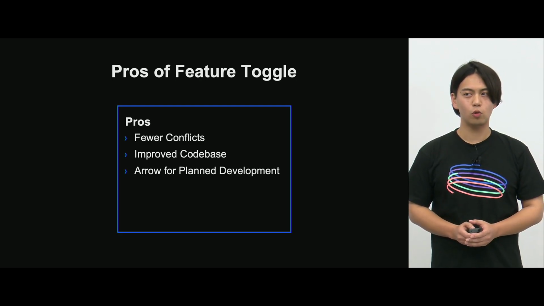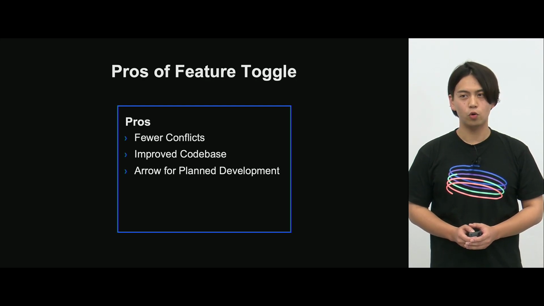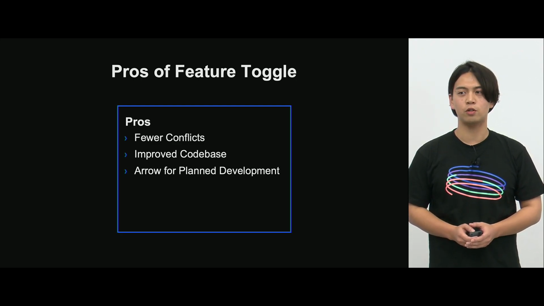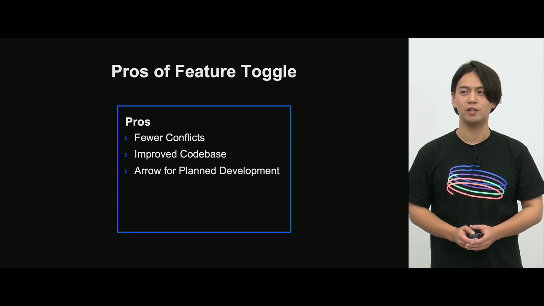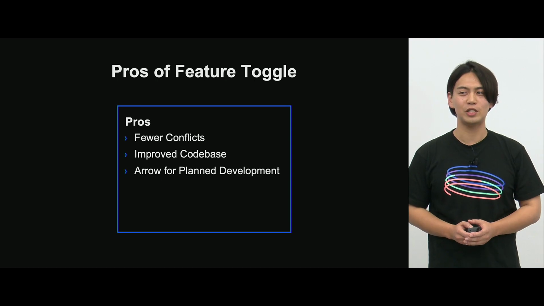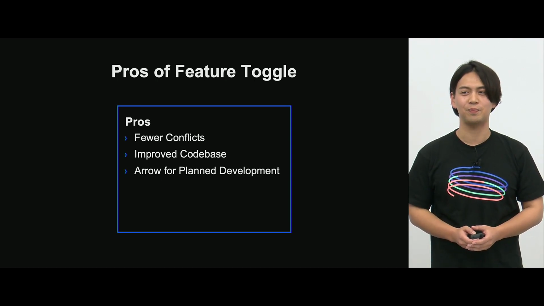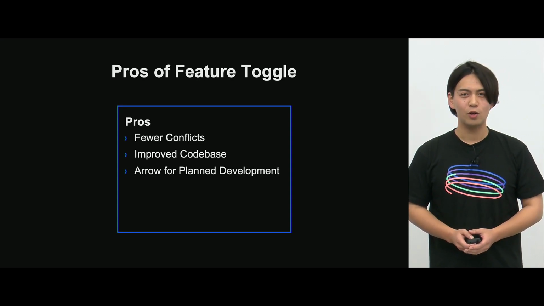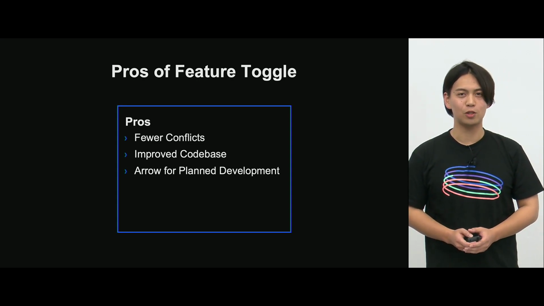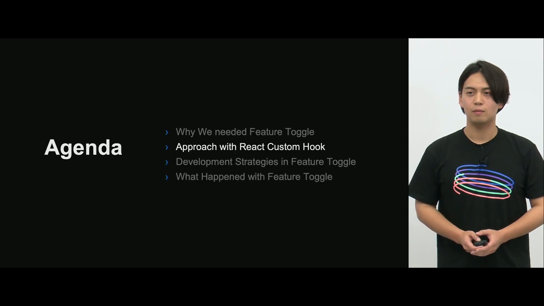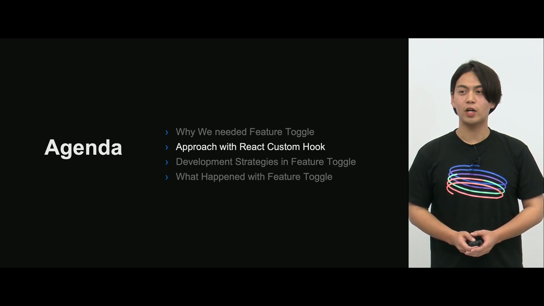However, I felt that the benefits were greater than the disadvantages, such as reduced conflicts, an improved code base, and smoother development by merging and collaborating with other squads in a bidirectional manner. Therefore, I suggested using feature toggles to the teams. The response from the members was very positive, so that's why we deployed the feature toggle in our squad.